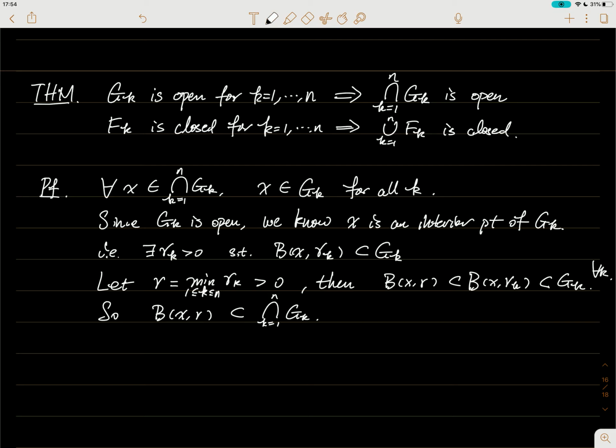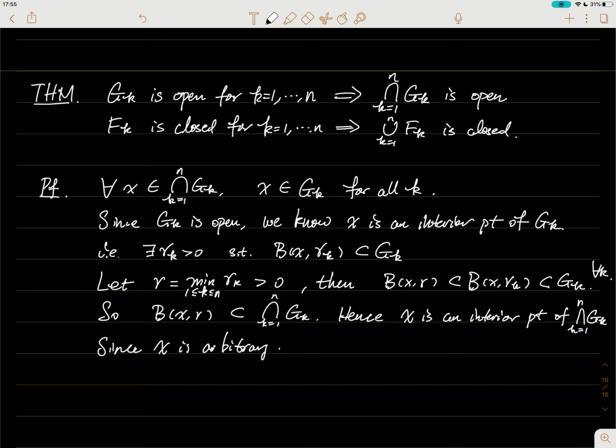Okay, so since x is arbitrary, let me first say that it's an interior point of the intersection of G_k. And since x is arbitrary, we know that the intersection of k and G_k is open.